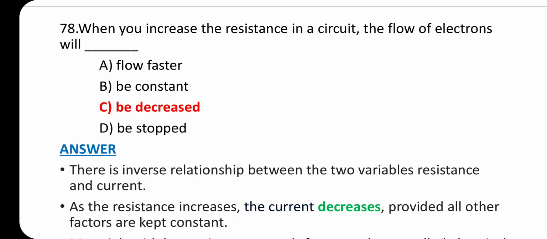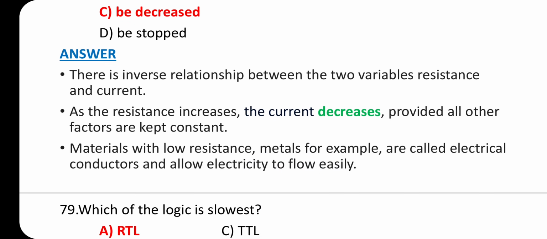78. When you increase the resistance in a circuit, the flow of electrons will decrease. There is an inverse relationship between the two variables, resistance and current. As the resistance increases, the current decreases, provided all other factors are kept constant. Materials with low resistance, metals for example, are called electrical conductors and allow electricity to flow easily.